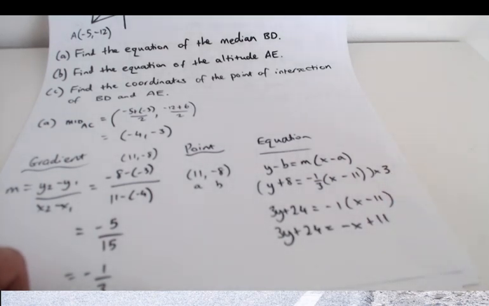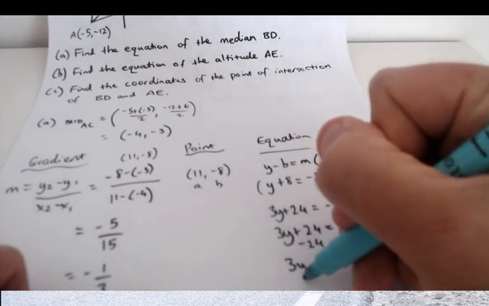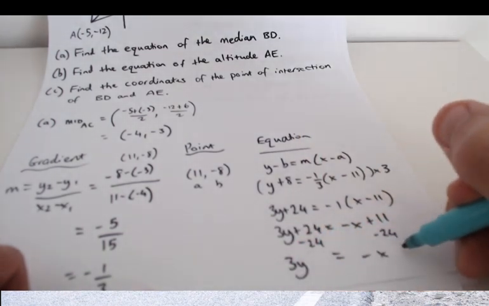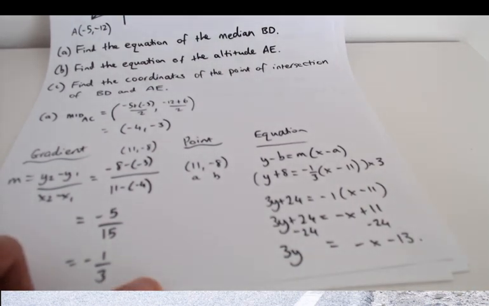Be careful where your negative numbers work, it's add 11 not minus 11. Take the 24 away from both sides. And our final answer for part A is that.